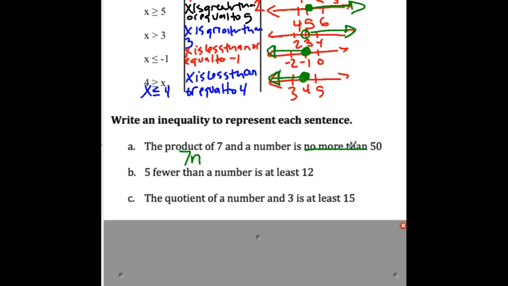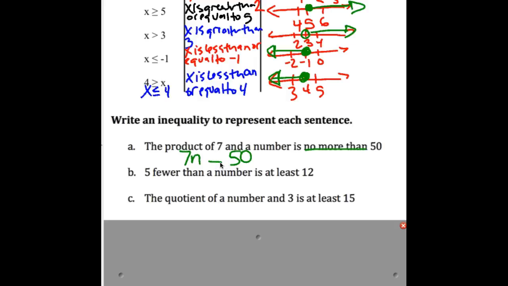You can pick the variable. It doesn't have to be n. If they say number, I usually pick n because it's the first letter. And it's going to be no more than 50. So the questions that I ask myself are, well, can it be 50? If it's no more than 50, is it possible for this product of 7 and a number to be 50? If it's no more than 50, that means it can be 50, but what it cannot be is 50.5 or 51. So it can be equal.